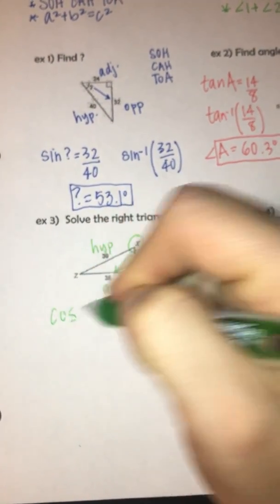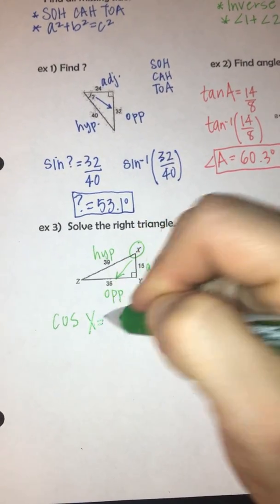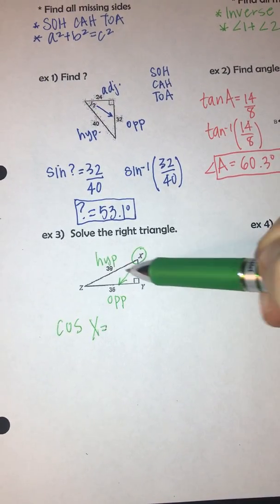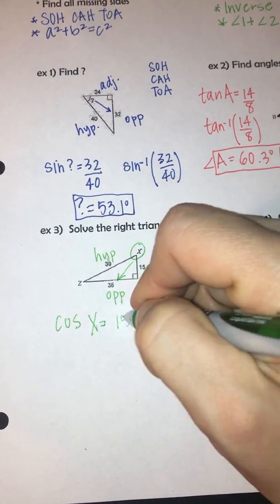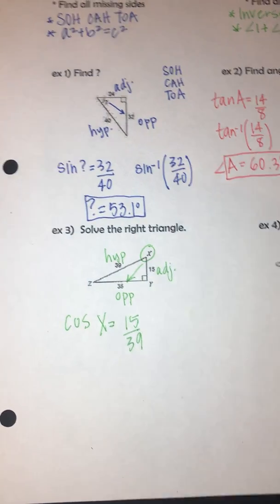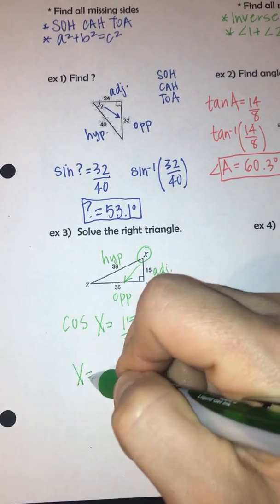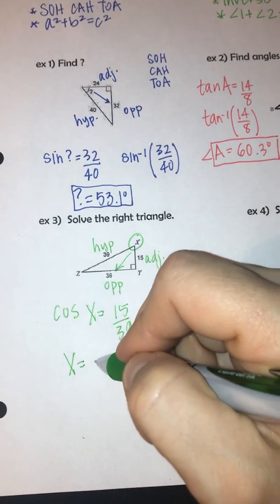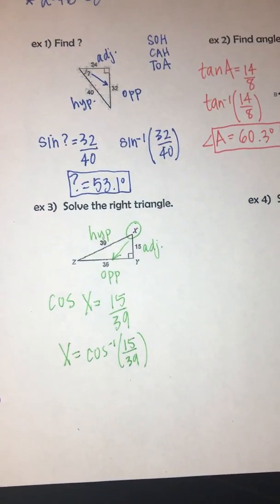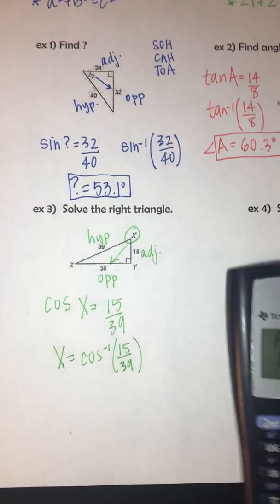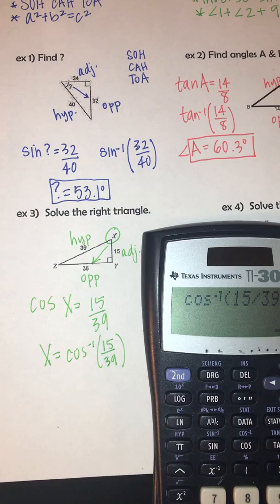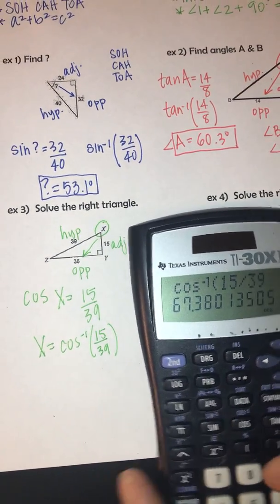So, cosine of X is going to equal the A over H, so A over H. In order to solve for X, sorry, my hand's a little shaky here, I'm going to do the inverse cosine of this. So again, grab my calculator. Inverse cosine of 15 over 39. And I get 67.4.